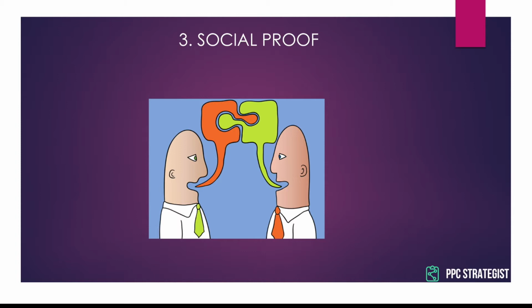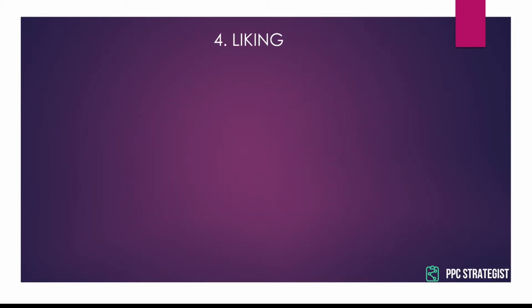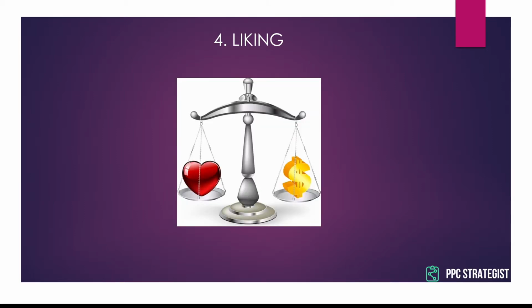It was about under what conditions people will return a wallet that they find lying on the street, and it's pretty interesting to read. And that idea of following people who are similar to us takes us to the fourth principle, liking. We're more likely to do something for or buy something from someone that we like rather than someone that we don't, so no surprise there.